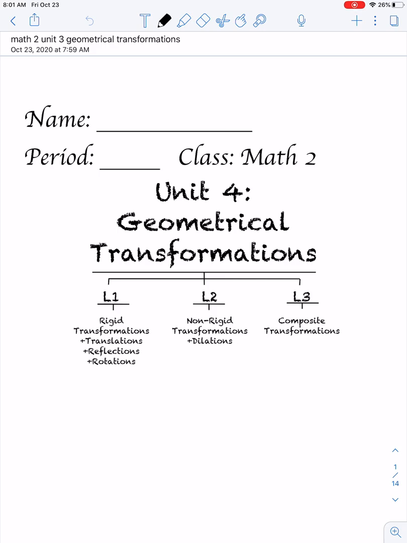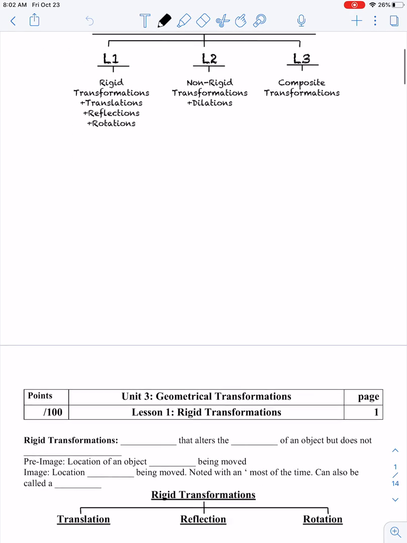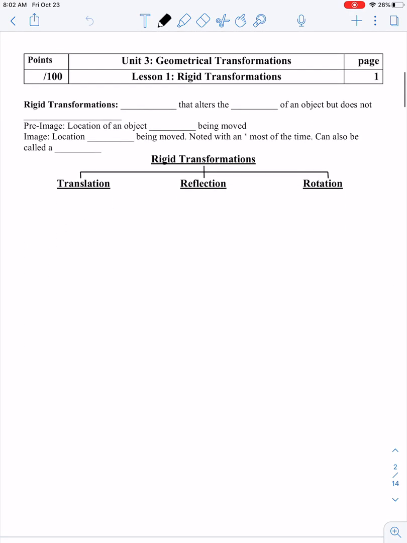Then we'll have a quiz. Lesson 2 we'll cover non-rigid, which is basically just dilations. After that, we'll have a quiz. Then we'll do composite transformations for lesson 3, have a quiz, and take a test on it. All right, so getting right into it.